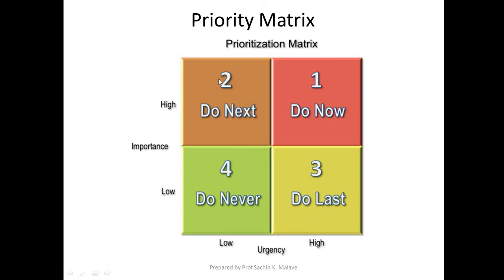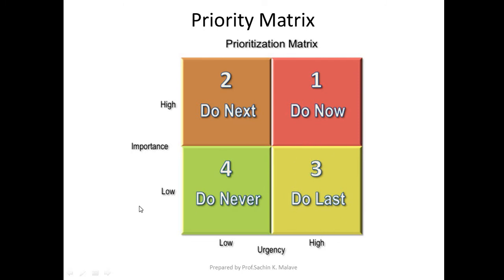Second, in this cell it is high importance and low urgency. Importance is high but urgency is low, so you can do this activity next. That will be your second activity, done after doing the first activity. Then the third activity: here there is high urgency and low importance. Importance is low but urgency is there, so that can be done at the last.